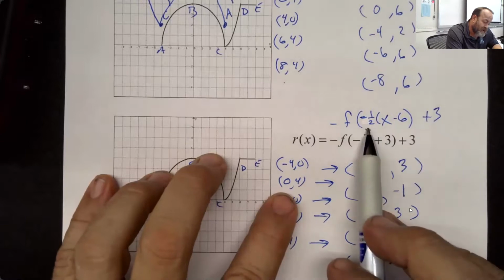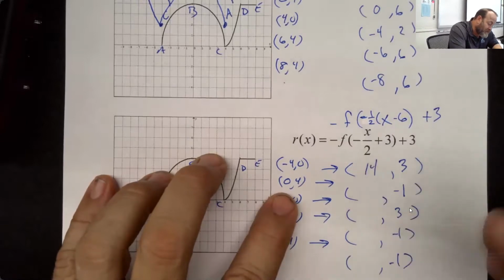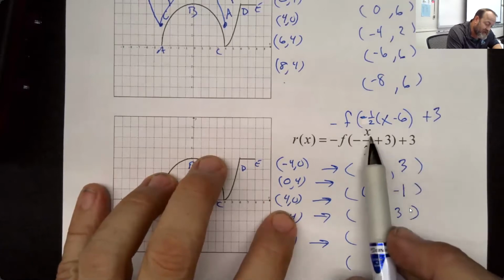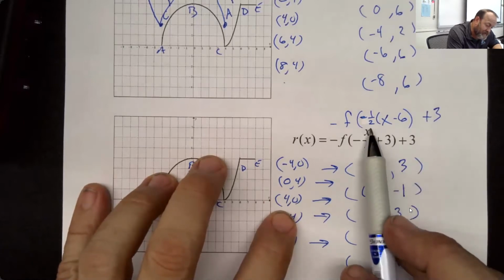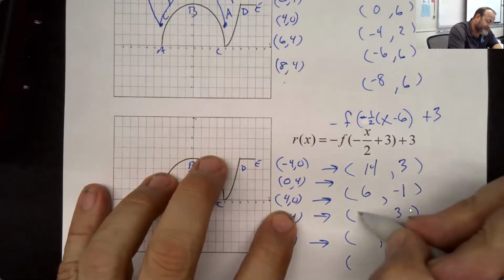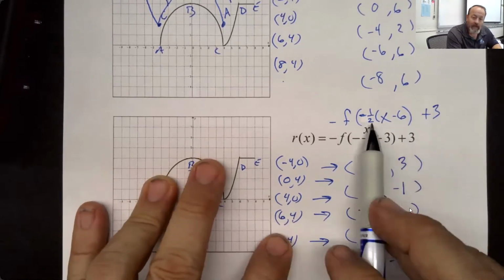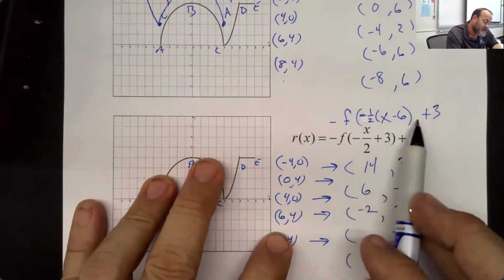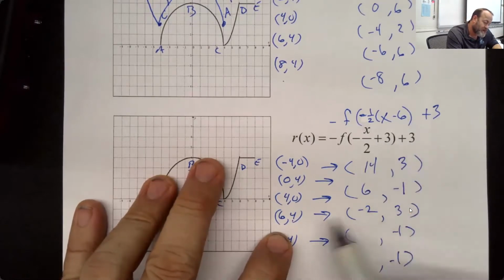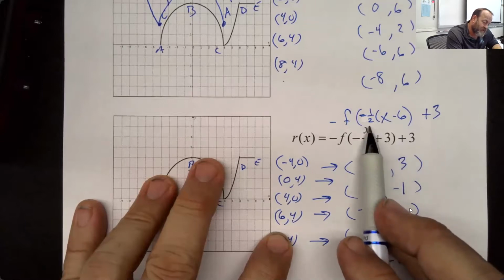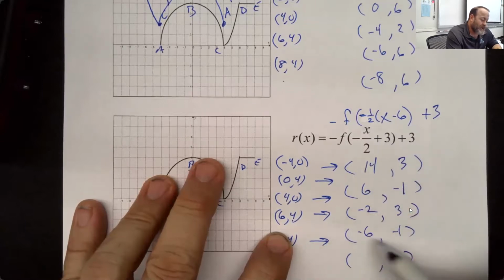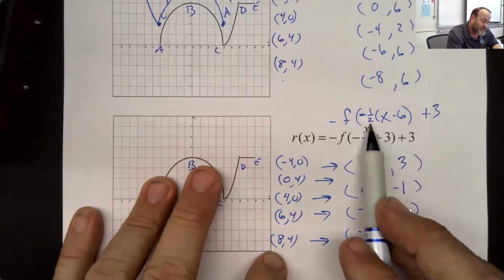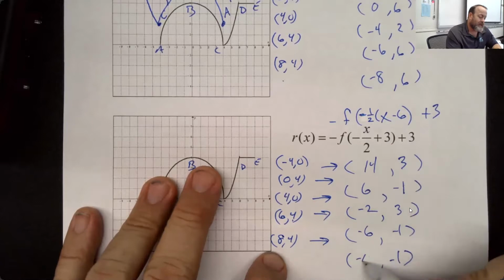0 divided by -1/2 is still 0, and I move to the right. 4 divided by -1/2 is actually -8, and I move to the right 6. 6 divided by -1/2 is -12, and I move to the right 6. Let me do that again. 6 would be -12, and then to the right. And last, 8 would be -16, and I move to the right, and that would be -10.